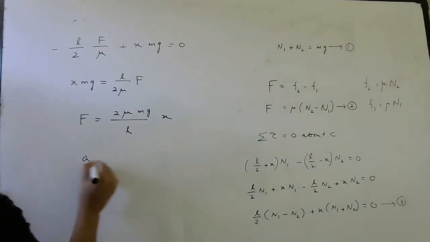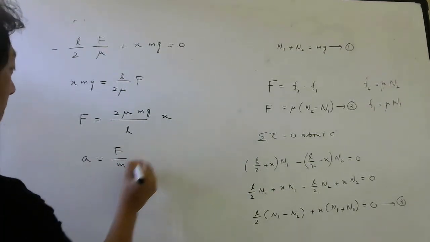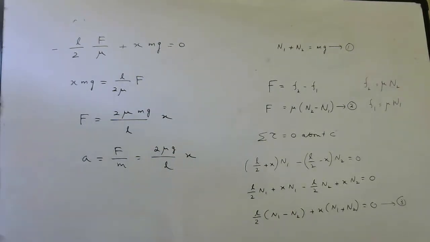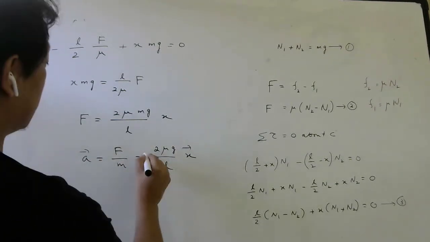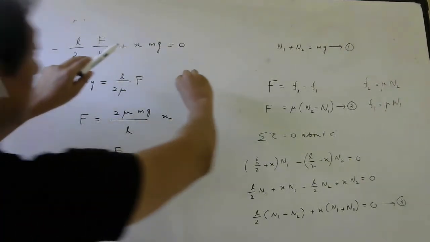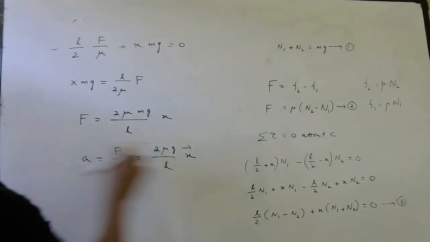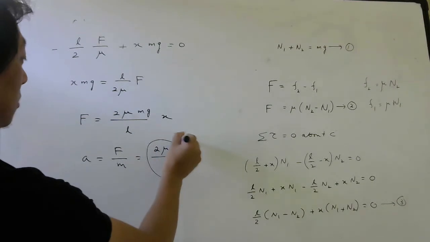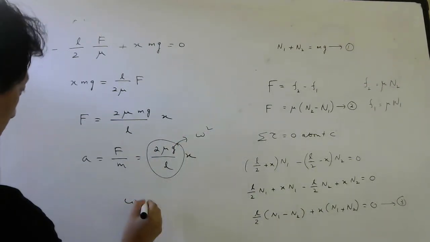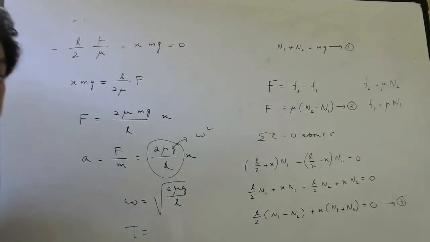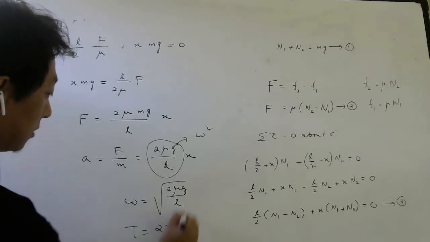So acceleration will be what now? Force divided by mass, so 2 mu g by L x. A minus sign has not come automatically because we are dealing with magnitudes. But direction-wise, if I put a vector here, I must put a minus, because the displacement of the plank was given towards the right, but the net force is towards the left. So from here, this is your square of angular frequency. So omega will be root of 2 mu g by L, and the time period will be 2 pi divided by omega, so root over L by 2 mu g.